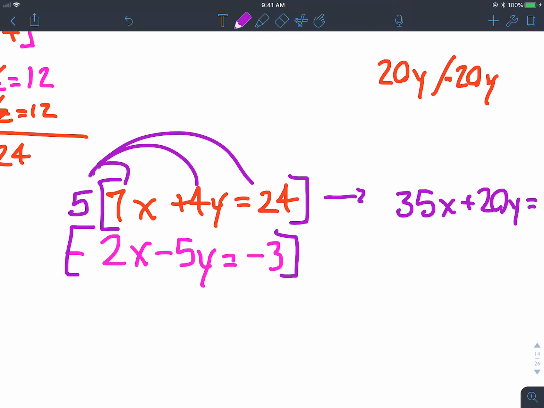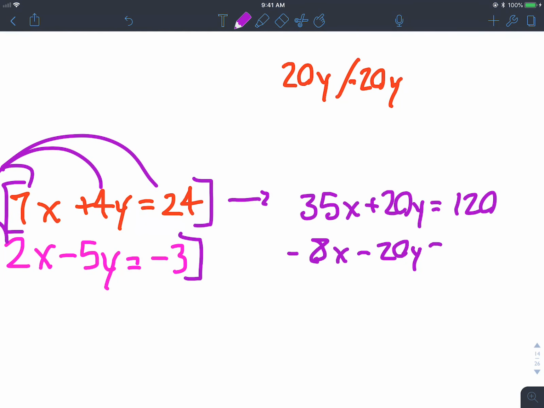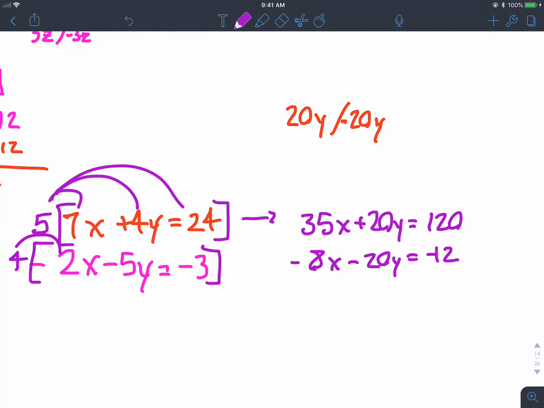And then the next one here, we're going to multiply this entire equation, and we need it to be negative 20y, so we're going to multiply by 4. And let me check that. 5 times 24. Sorry about that. Okay, so 4 times that, that'll get us negative 8x, negative 20y, and then equals negative 12 right there when we multiply.